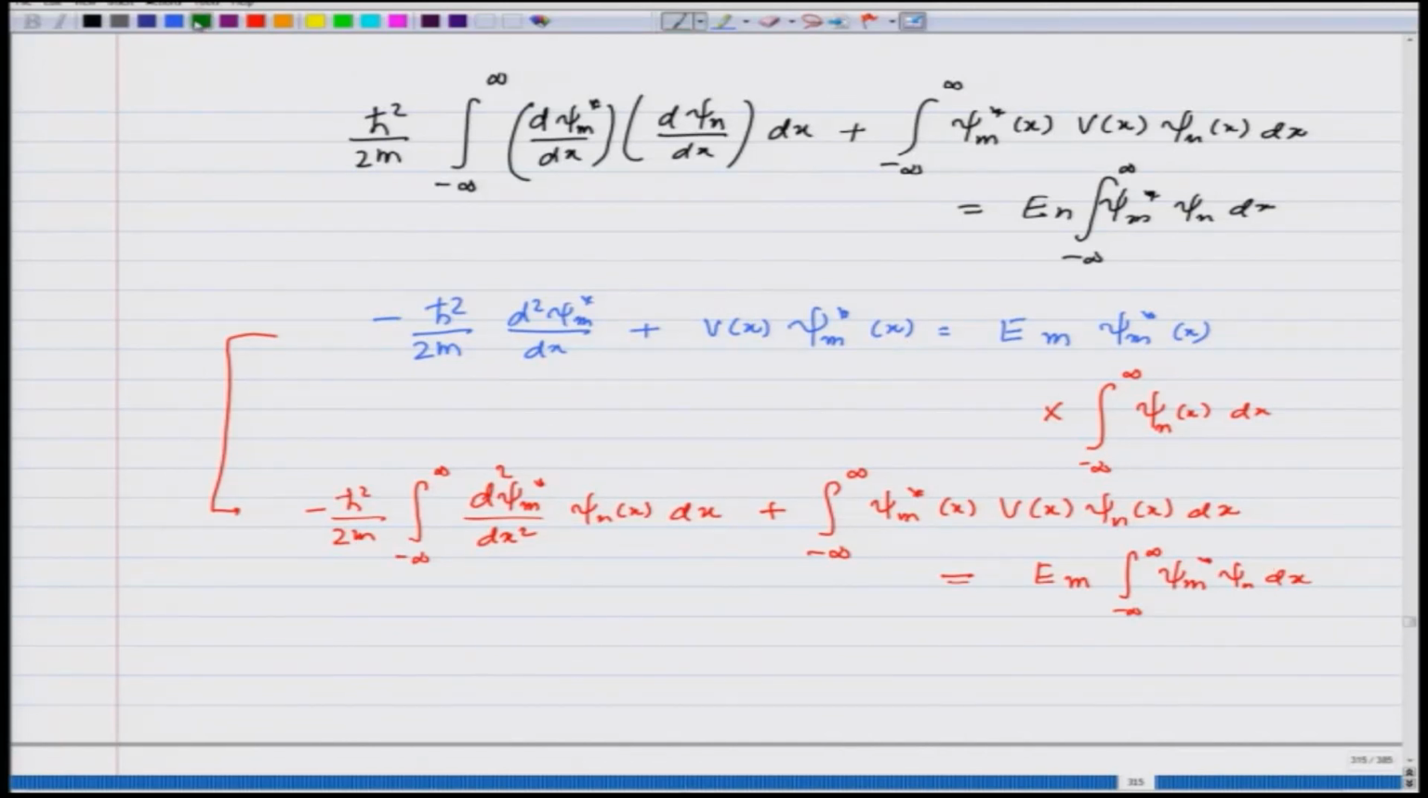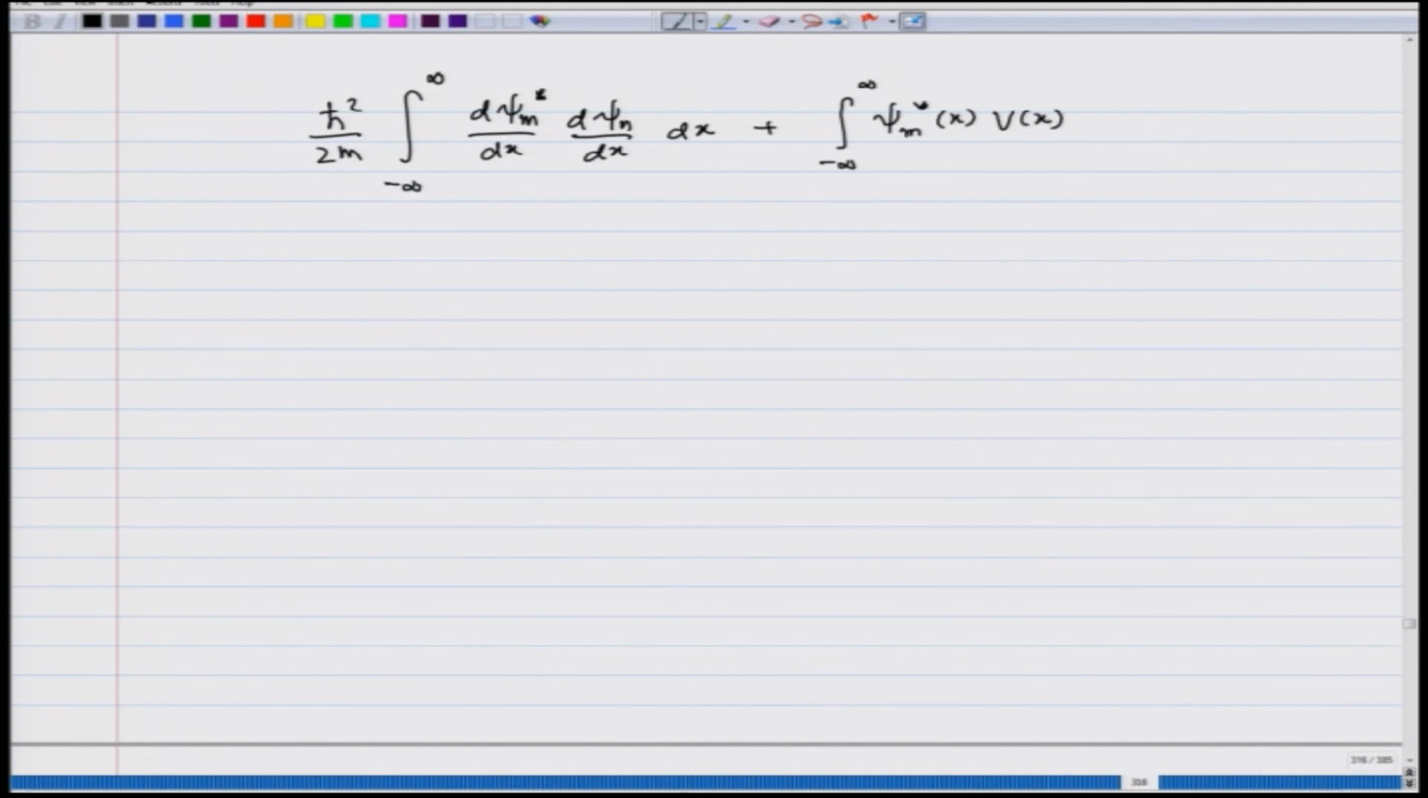I can again show by the same trick as I did earlier that this term is equal to plus ħ² over 2m integral from minus infinity to infinity (dψm*/dx)(dψn/dx) dx. You do exactly the same thing, you take one d/dx out and then expand this. So, I have got these two equations, let me number them. Number 1 is this one that I wrote on top, and number 2 is this equation.